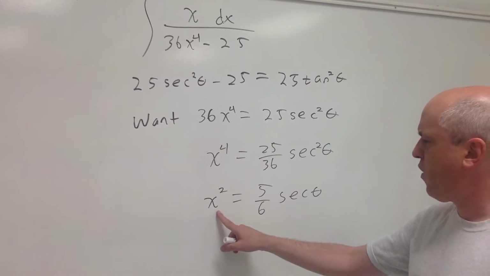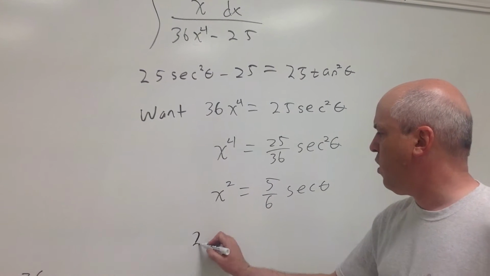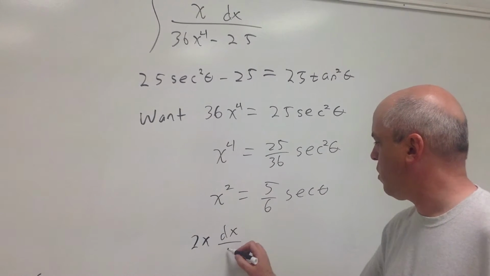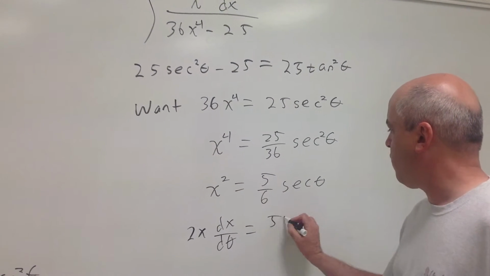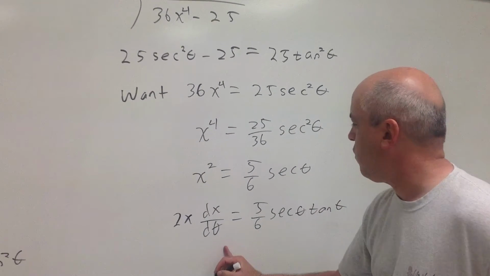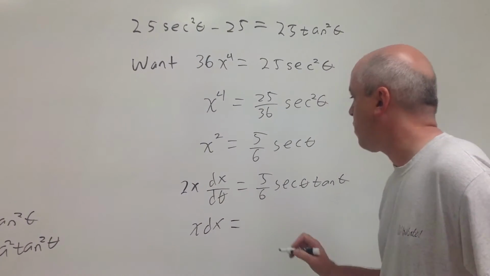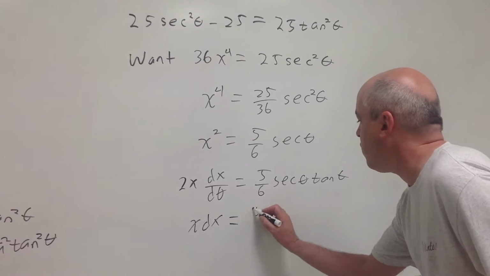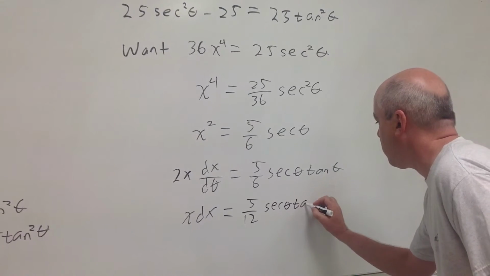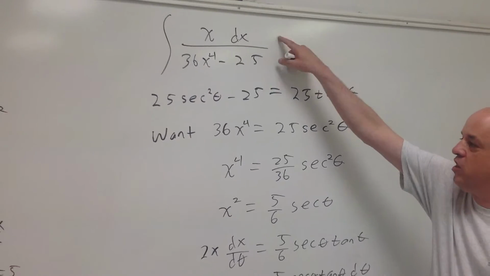If I want to get the dx from x squared, we'll take the derivative of both sides using the chain rule. On the left, we're going to get 2x times dx over d theta is equal to 5 over 6 secant theta tangent theta. So it looks like x dx is 5 over 12, dividing both sides by 2, secant theta tangent theta d theta. Okay, so I actually have an expression for x dx now.